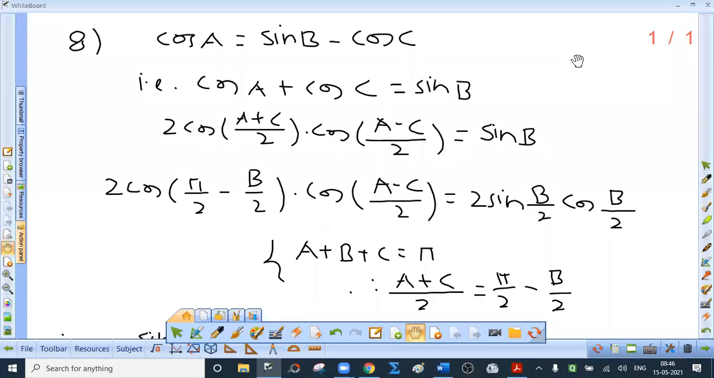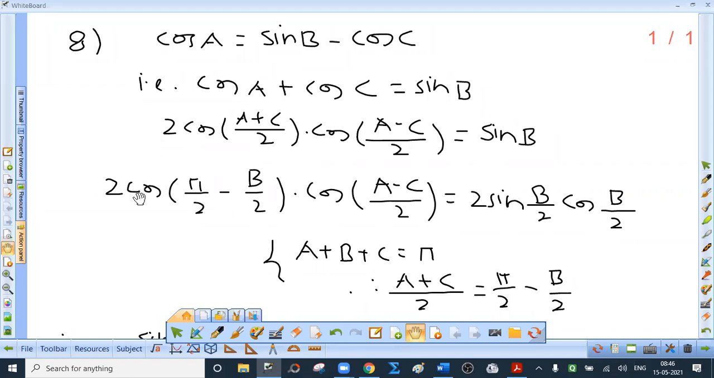Sum number 8. In triangle ABC, if cos A equal to sin B minus cos C, then show that it is a right angle triangle. Cos A is given to be sin B minus cos C. Rearrange the terms. So cos A plus cos C equal to sin B. What is cos A plus cos C? 2 cos of A plus C by 2, cos of A minus C by 2. Now, a plus b plus c is pi. So what is a plus c by 2? Pi by 2 minus b by 2.